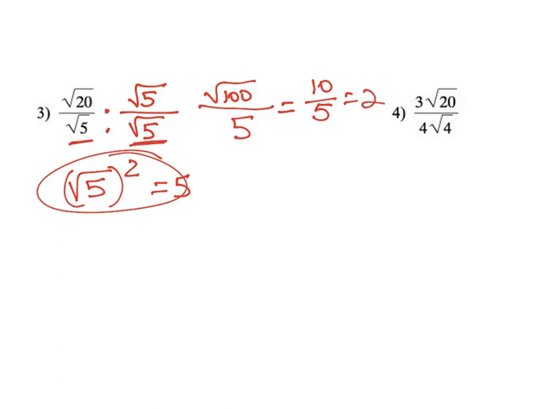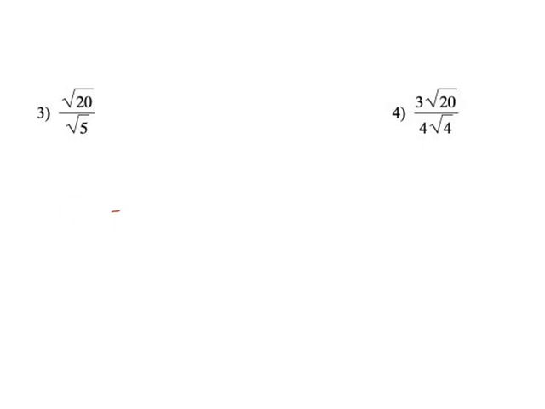Okay, so let's look at this guy. I'm going to erase all of this. So if you need to, pause and write all that down. But I'm going to erase this so that I can use the space. So we've got 3 radical 20 over 4 radical 4.